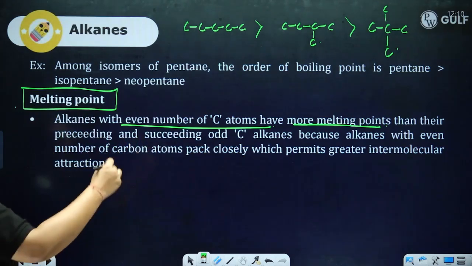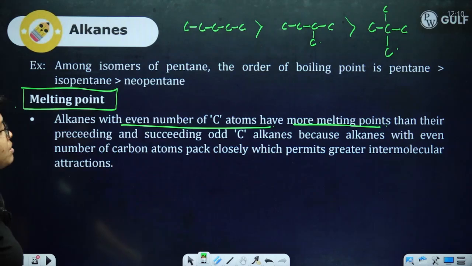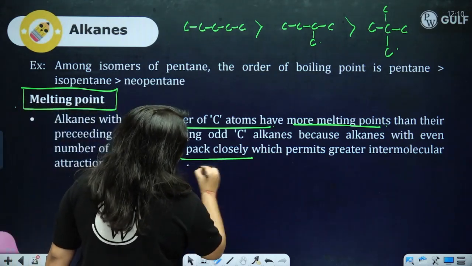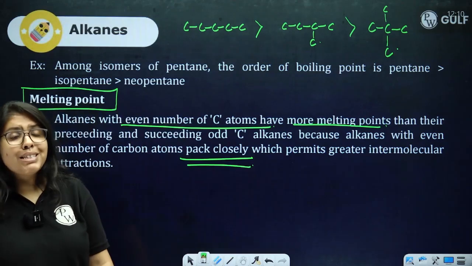Okay, so succeeding odd carbon alkanes, because alkanes with even number of carbon atoms pack closely, which permits greater intermolecular attractions.